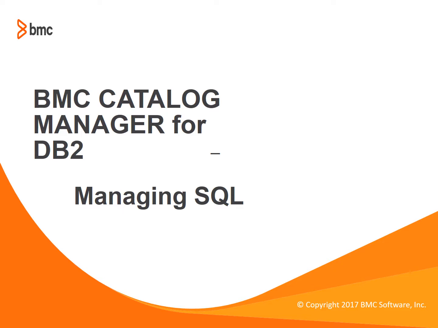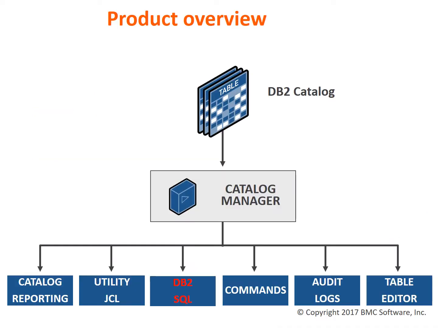Welcome to the BMC Catalog Manager for DB2 quick course on managing SQL. Here we see the 6 major functional areas of Catalog Manager: catalog reporting, utility JCL generation, DB2 and Catalog Manager commands, product logs, and the table editor. The focus of this course is managing SQL. Each of these functional areas is the topic of a current or future quick course.